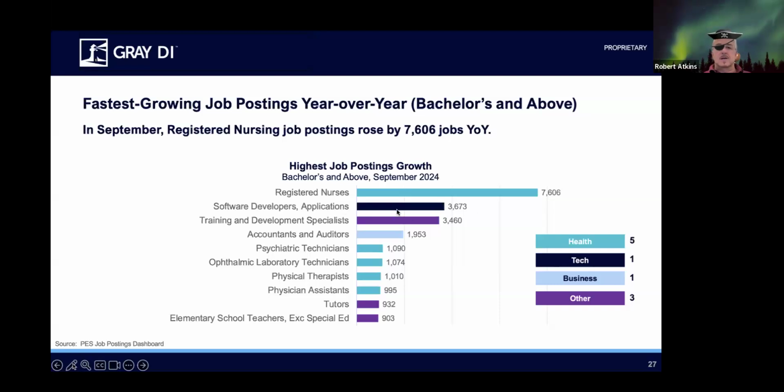Software developers for applications in tech, the only tech job to actually make this rapidly growing list, up almost 4,000 postings. We have a couple of oddballs: other training and development specialists, tutors, and elementary school and special ed. I'm sorry, I shouldn't say that. I should have called those mostly education. Training is not something I normally see on here. And then finally, we have a couple of business occupations, accountants and auditors, up by some 2,000 job postings.